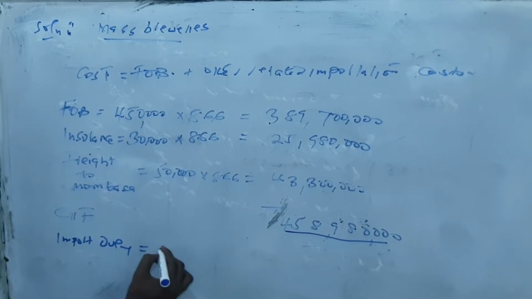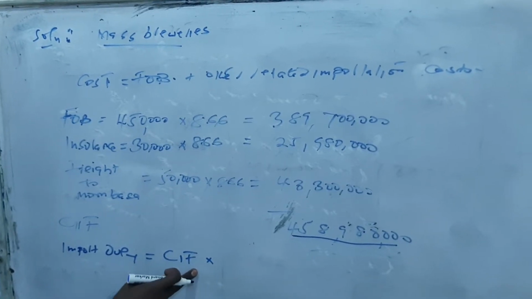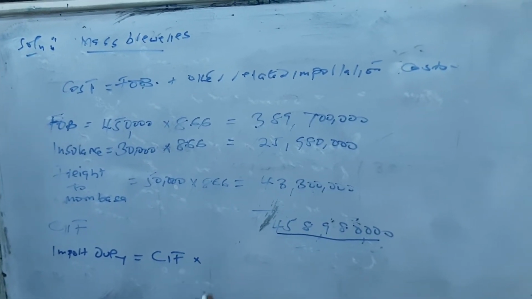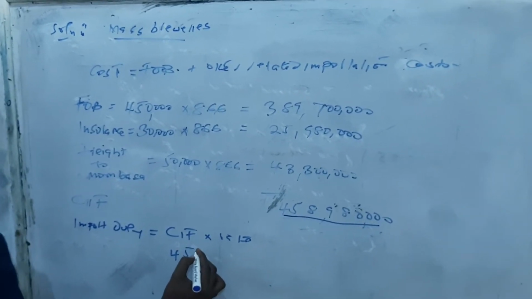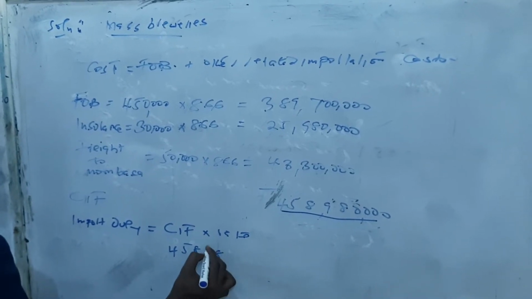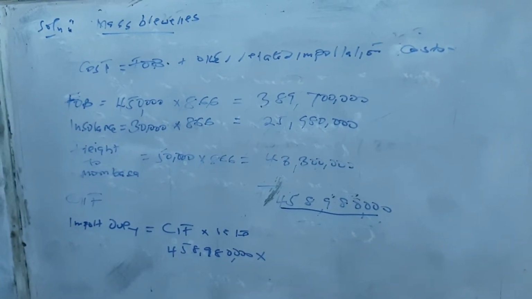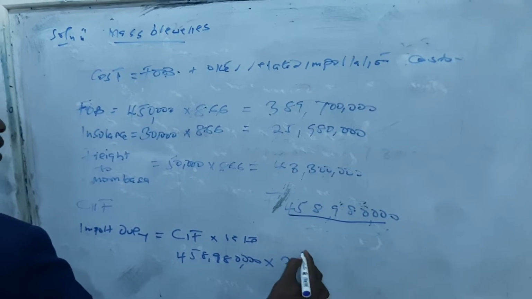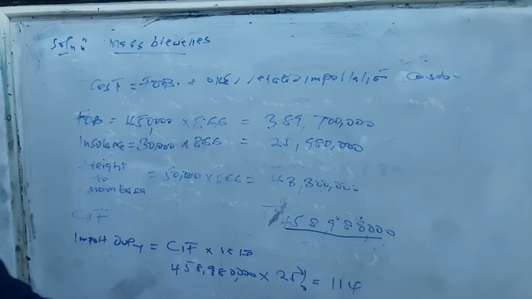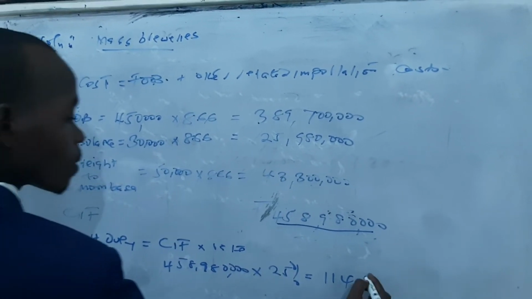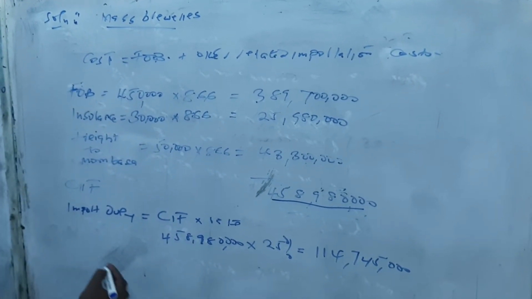The import duty, we have said that it is equal to CIF times the rate, where CIF is the cost, insurance, and freight. So therefore, the CIF here we have seen that it is 400 million. 400 million times the import duty rate. We were given 25%, which has to give me 100 million.